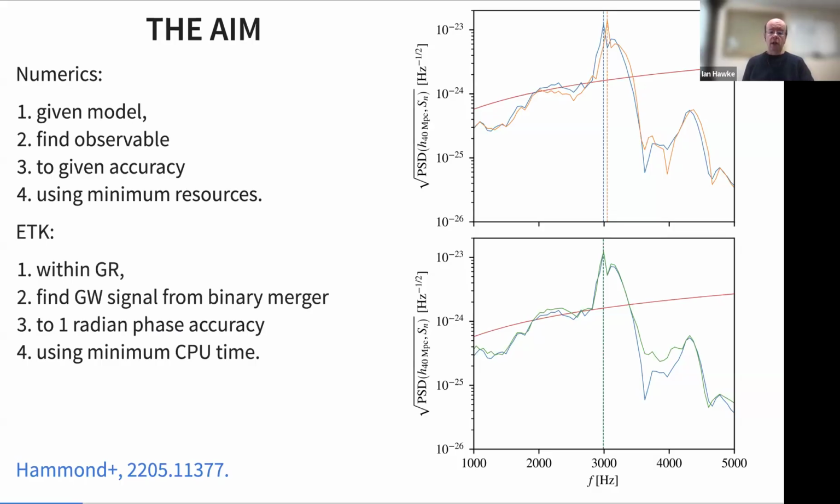Okay, and in particular, the Einstein Toolkit is based on design decisions that were made 20 to 30 years ago, where the model is GR or GR-like theories, and the particular observables and accuracies were set by the early LIGO-LVK requirements, so finding gravitational wave signals from binary mergers to about 1 radian of phase accuracy. Also, the machines under consideration were those available at the time, so using the minimum amount of CPU time.